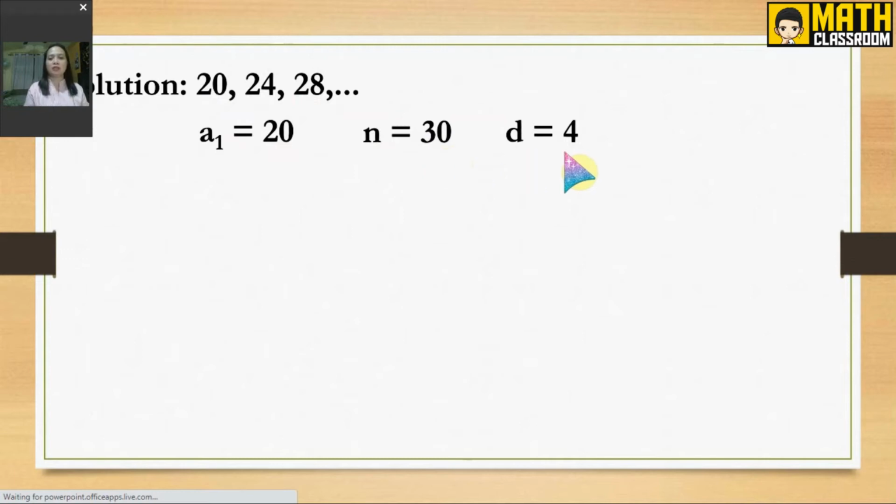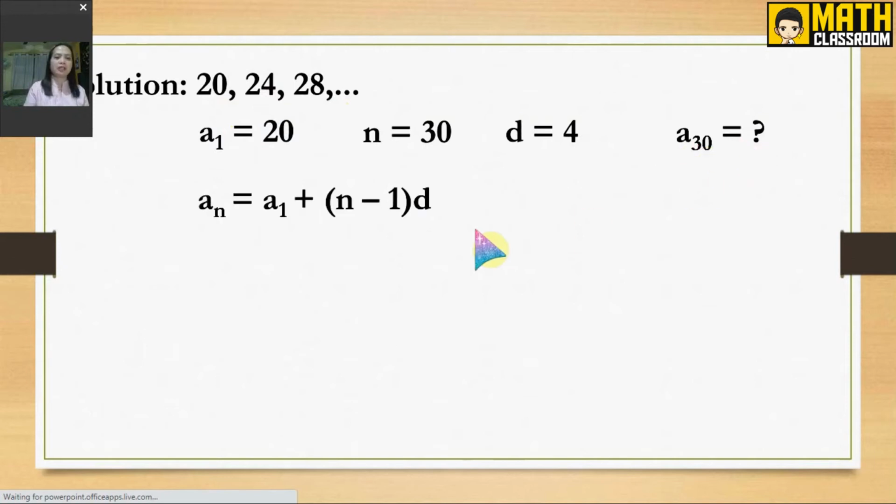And then the common difference, where did we find 4 here? So from here, we have consecutive terms. So we may get the common difference. 24 minus 20 is 4. 28 minus 24 is also 4. So we're going to find the a sub 30 or the 30th term.